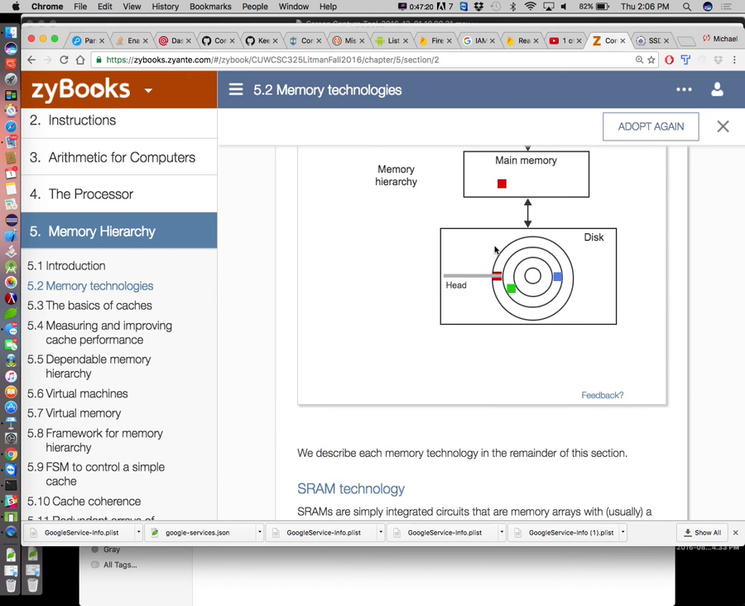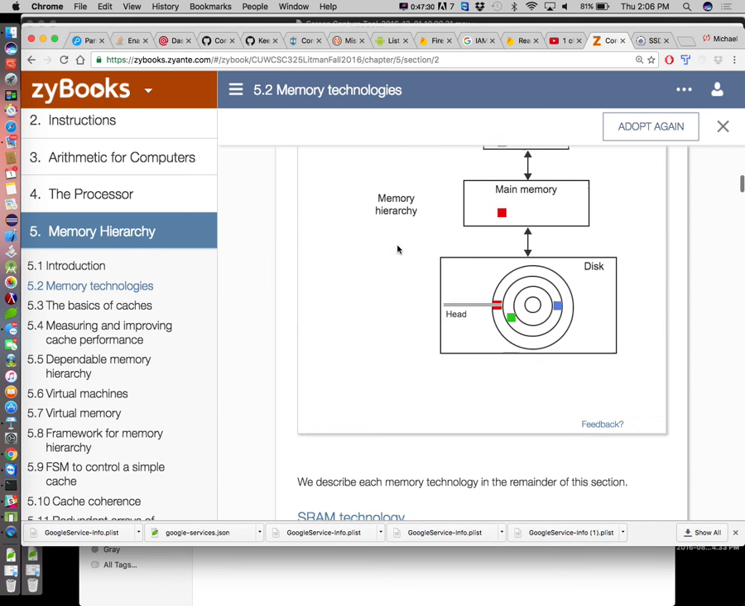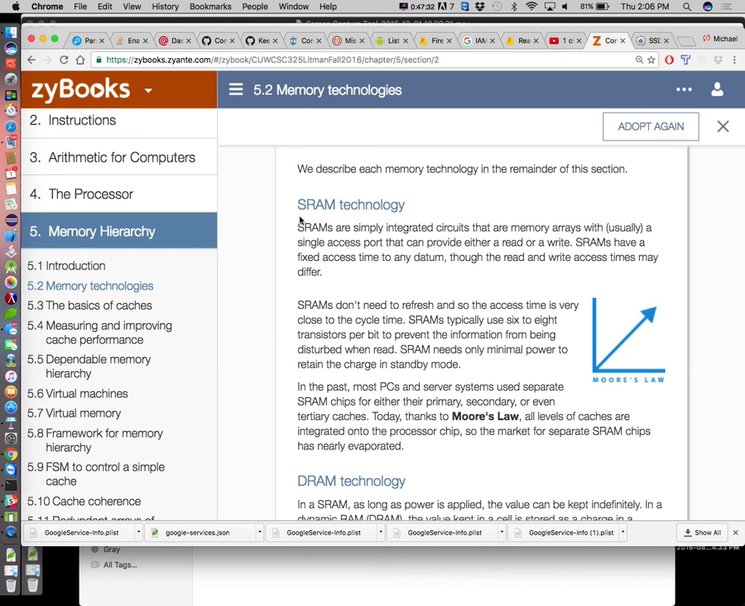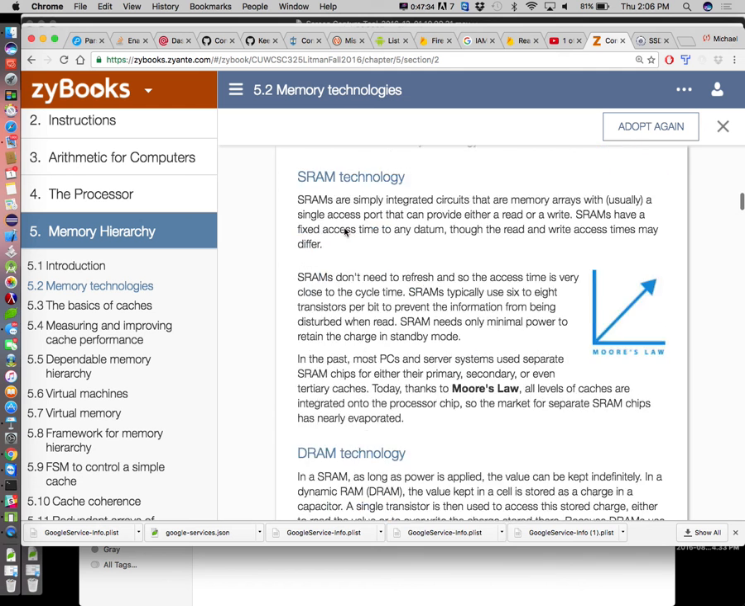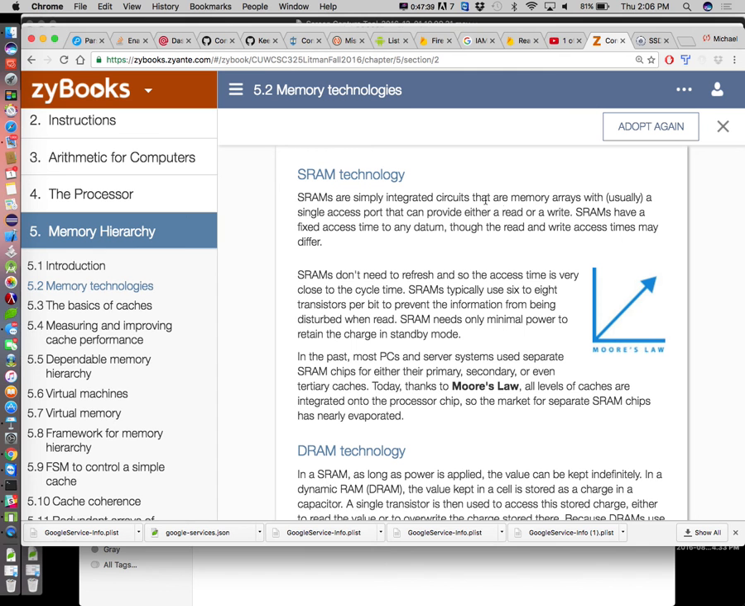All right, so we go in here to our memory breakdown. We have a couple of different memory models here, and we talked about this last time, SRAM versus DRAM, at a very high level. Here's the general difference between these two. SRAM is simply integrated circuits that are memory arrays, usually with single access ports that could provide either a read or a write. They have fixed access time to any datum through the read and write access time. The read and write access times may differ. These kind of sound like our registers.